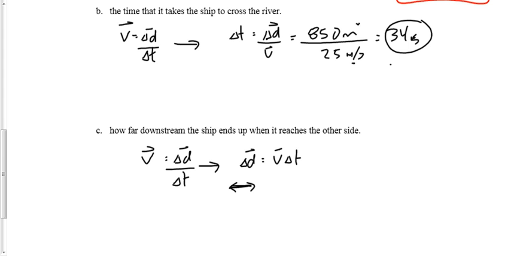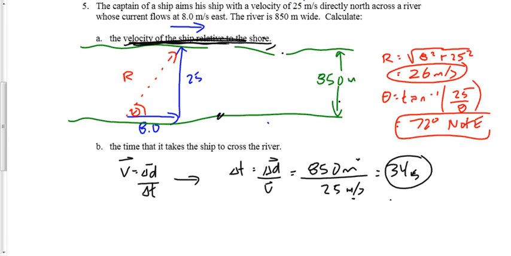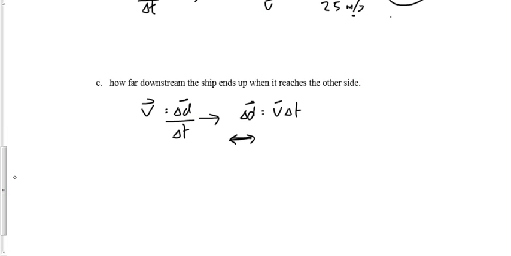If I want to find the displacement along the x-axis, what velocity must I use? Let's go back to the picture. If I want to find the displacement this way, then what velocity do I have to use? 8 meters per second. Because remember, the velocity and the displacement have to be in the same direction. So, plug in 8 meters per second. If I want to find the horizontal displacement, I got to use the horizontal velocity. What time do I use?